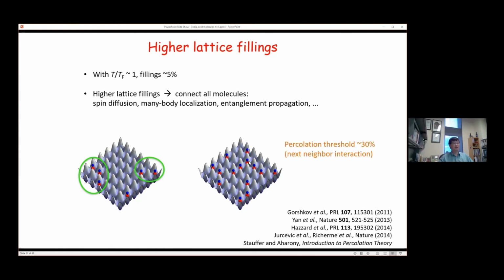Because as you can see on the right-hand side, except maybe the one out here, most of the molecules always have a neighbor they're going to interact with, and you cannot really escape anymore. This is what people call the percolation threshold, where you can no longer have a particular corner of your material that's not part of the interactions of the entire material. So one of the goals is to go to higher lattice filling.